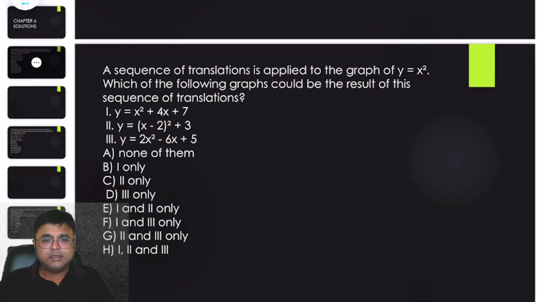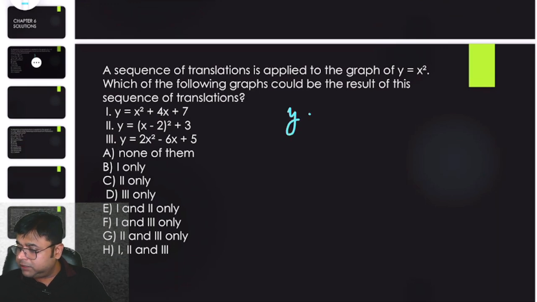So translations are basically the transformations which happen in the right and left direction or up and down. If the graph is the same and only the position is changing, with translation happening to the left or right or up and down, then we say it has resulted only through translations. Now my function is y equals x squared.